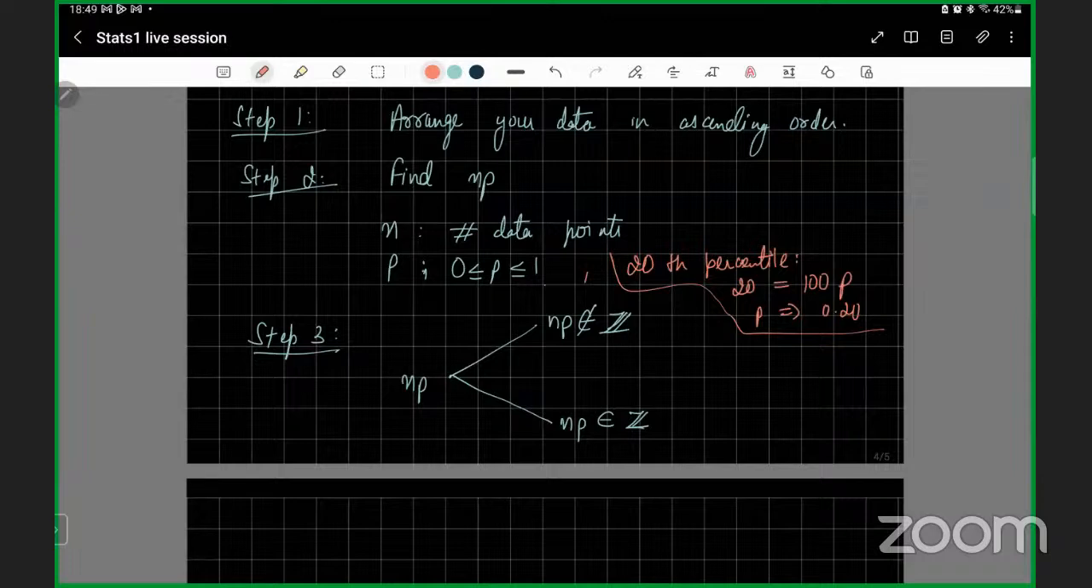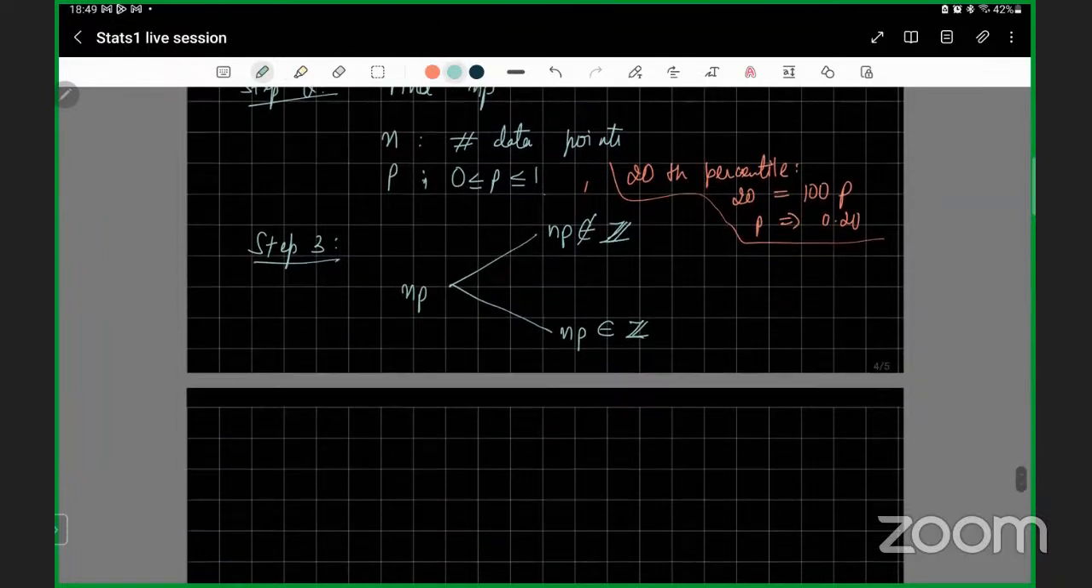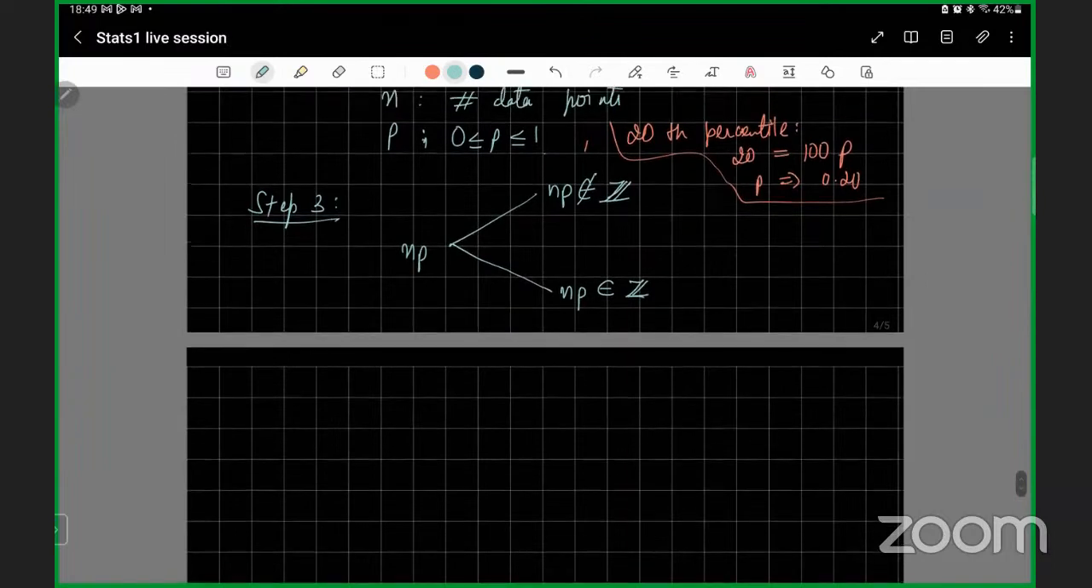And what is n? The number of data points, right? Yeah, like how many data points are there in your data set. Got it. Okay. Now we split into two cases: when NP does not belong to Z and when NP belongs to Z. This is the first case, and this is the second case.